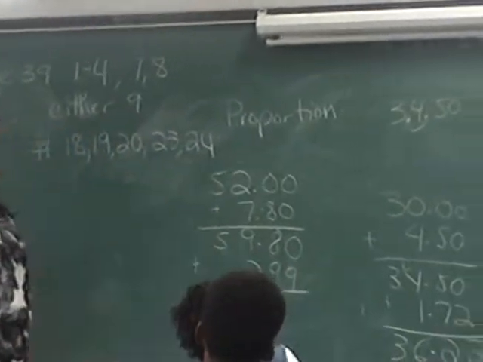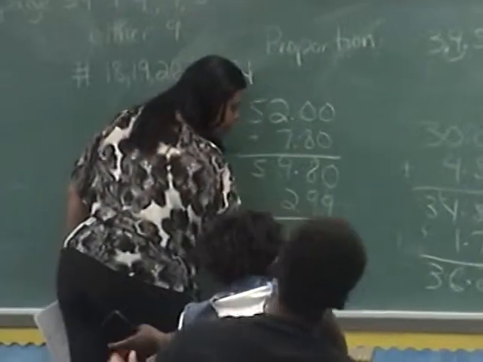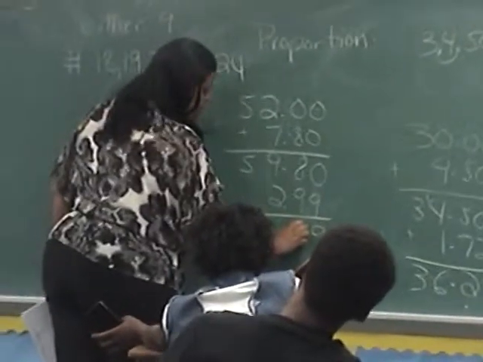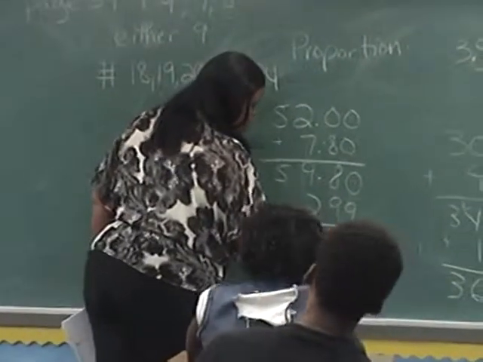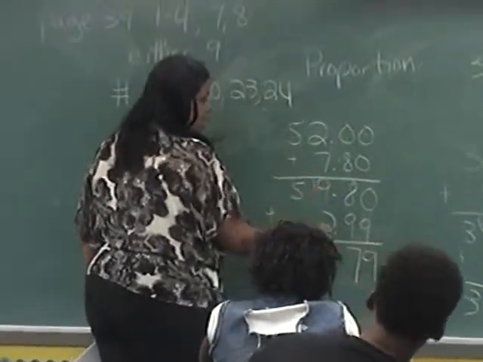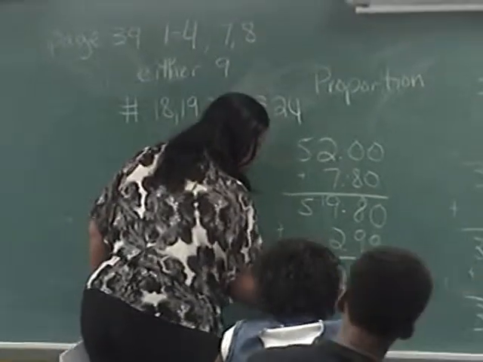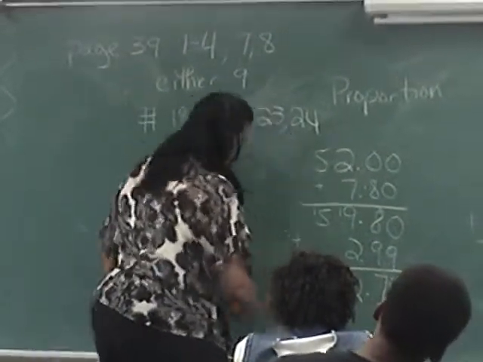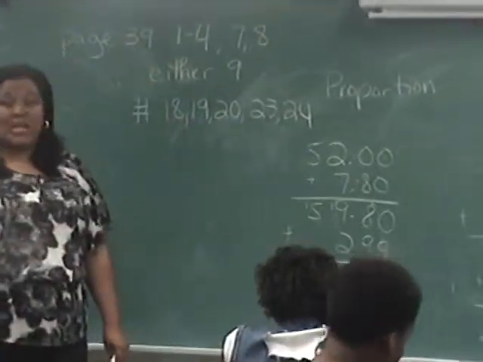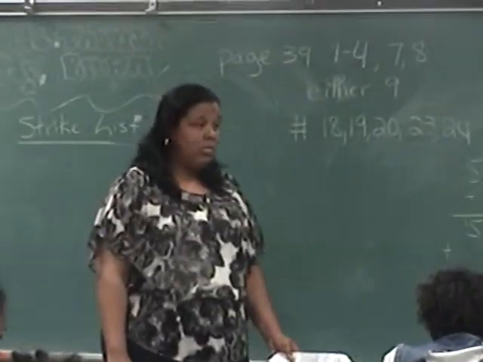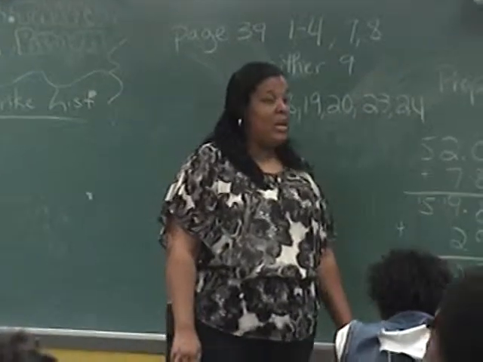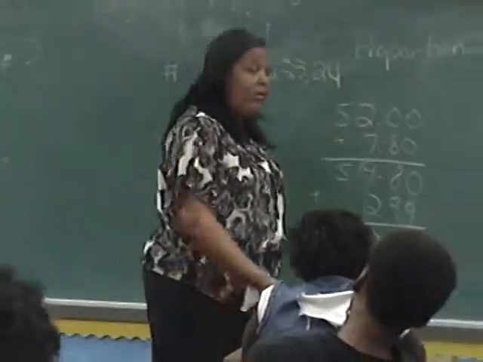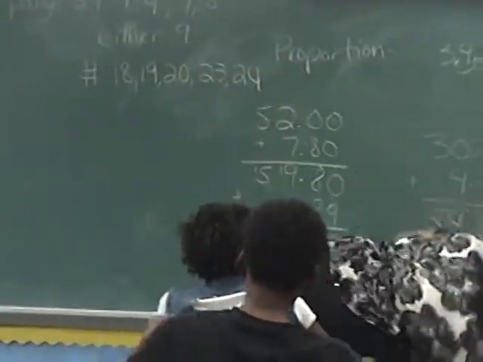That's your tax. So now add this up. Oh God! 62, 62.79. Is that what you all got? That's what it should be. 62.79. Okay? That's how you check it in the calculator.